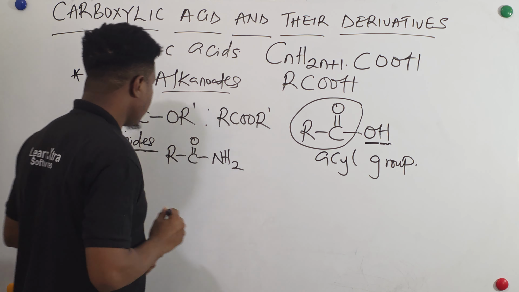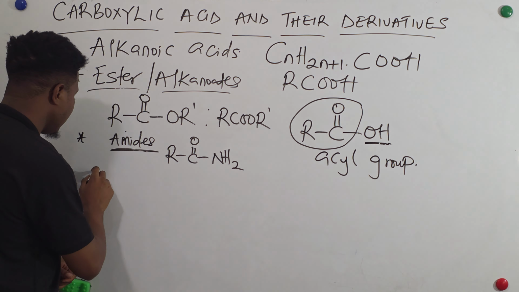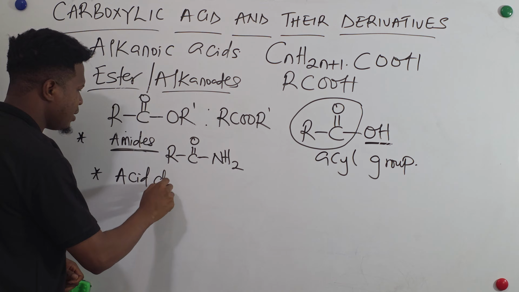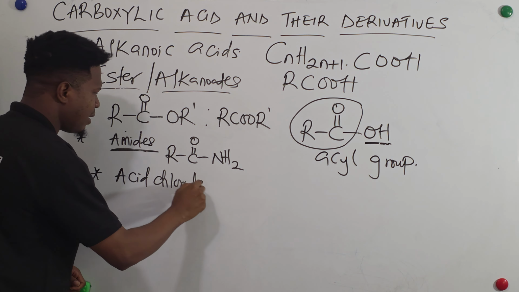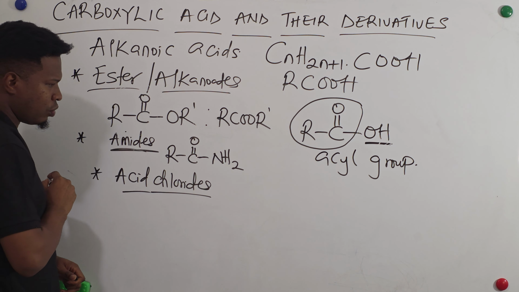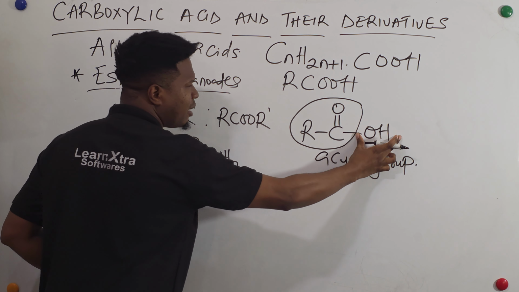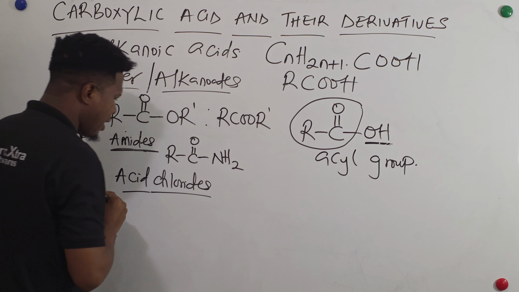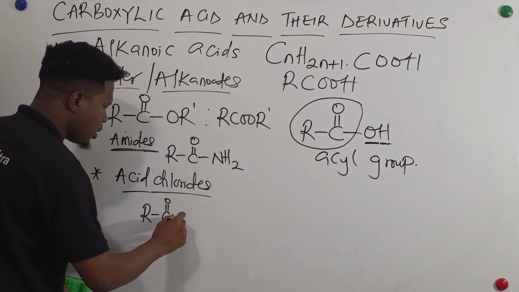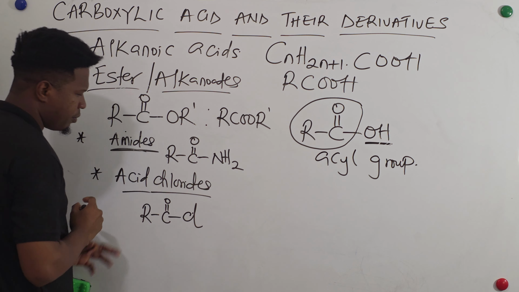Okay, so the next one I'll talk about is acid chlorides. Acid chlorides are derivatives of carboxylic acids too. Remove the OH and replace with what? With chlorine. So we're going to have RC double bond O single bond Cl. This is an acid chloride.